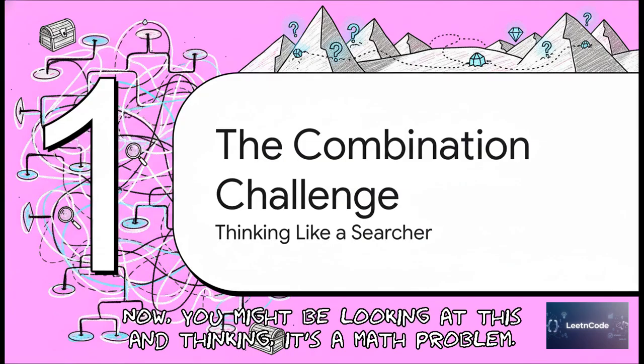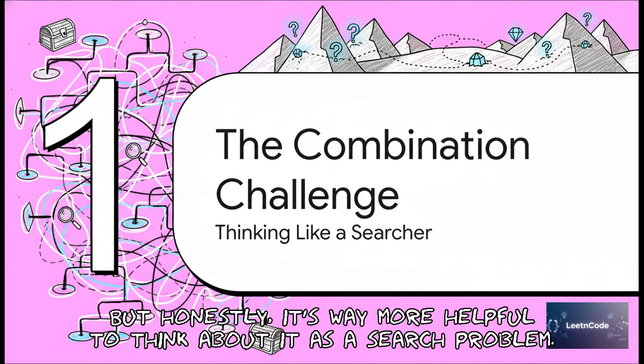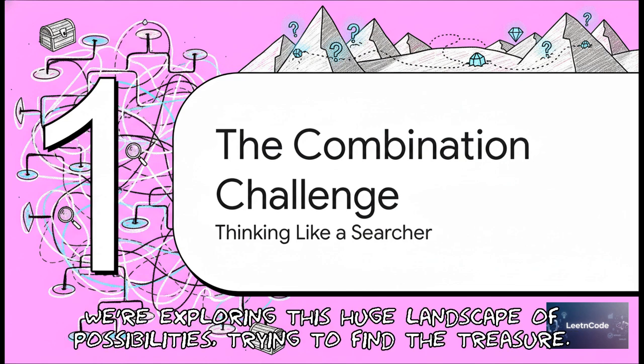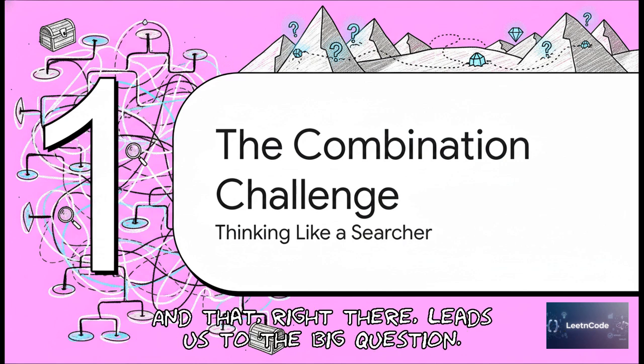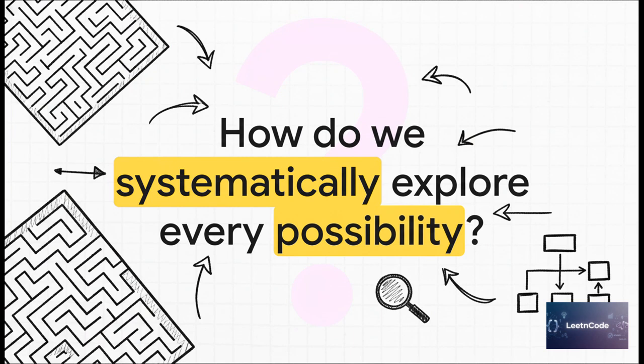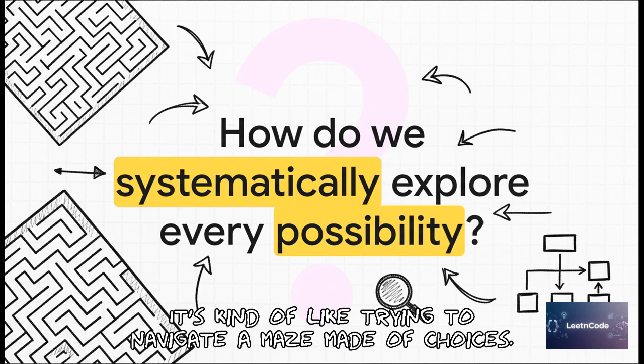Now, you might be looking at this and thinking, it's a math problem. But honestly, it's way more helpful to think about it as a search problem. We're not really solving an equation here. We're exploring this huge landscape of possibilities, trying to find the treasure. And that, right there, leads us to the big question. We know we have to check every potential path, but how do you do that systematically? How do we build a strategy that checks everything it needs to, without getting lost or just wandering down dead-end paths forever? It's kind of like trying to navigate a maze made of choices.